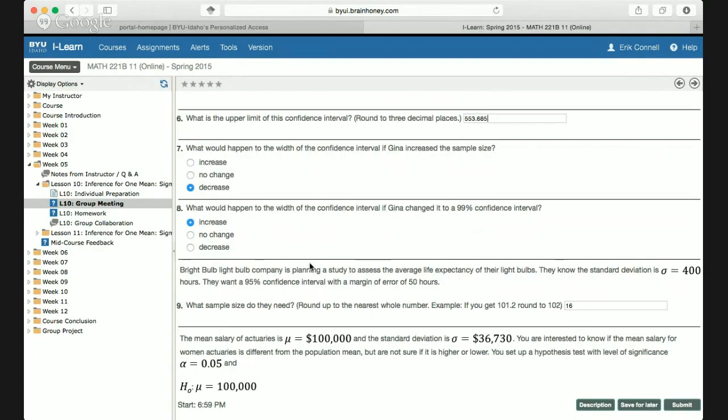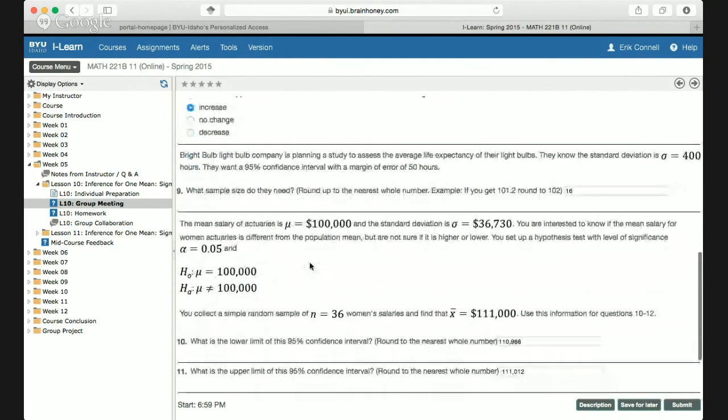Okay, Bright Bulb Light Bulb Company is planning a study to assess the average life expectancy of their light bulbs. They know the standard deviation is 400 hours. They want a 95% confidence interval with a margin of error of 50 hours. What sample size do they need?